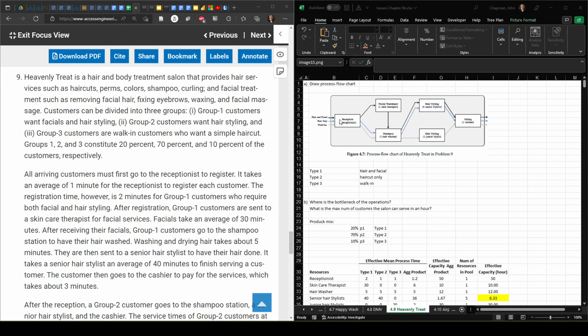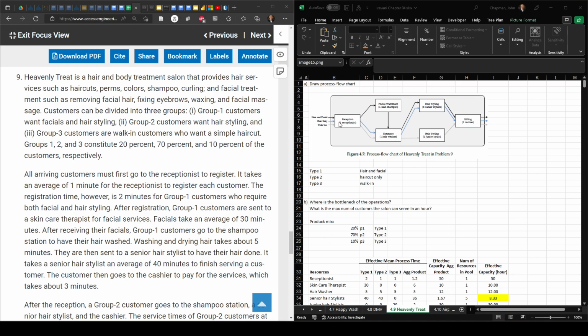It starts with a receptionist. Notice there are 3 types of products here. The problem calls them groups. Group 1 come through the hair and facial treatment. They first do the facial treatment, then the shampoo, then the hair, then the billing through the cashier.